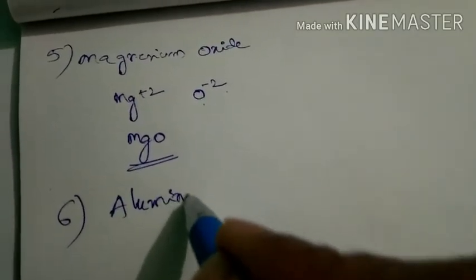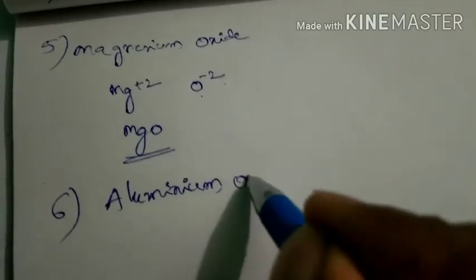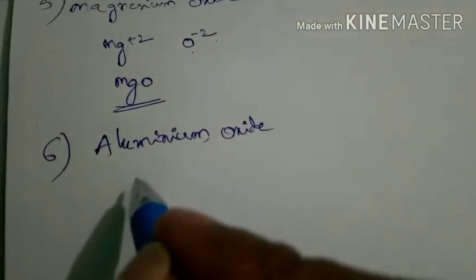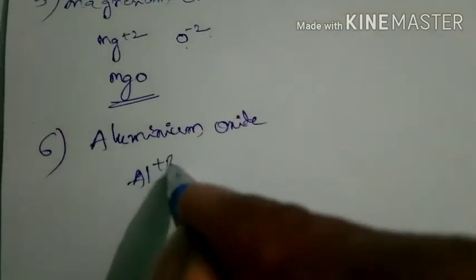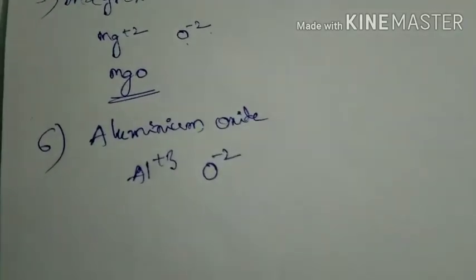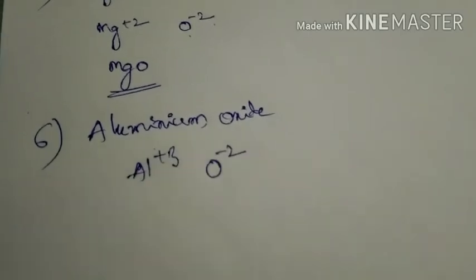Aluminium oxide. Aluminium oxide. What is the symbol for aluminium? Al 3+. What is the symbol for oxide? O 2-. Al 3+, O 2-.